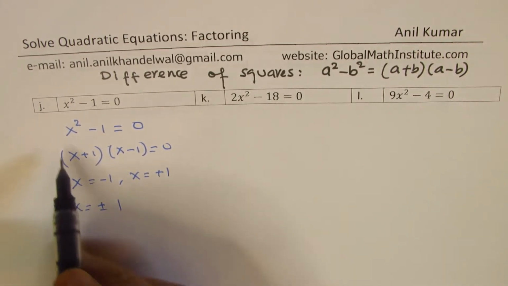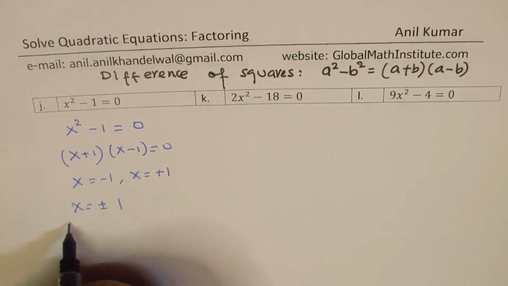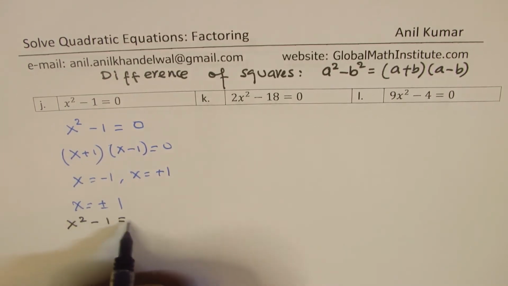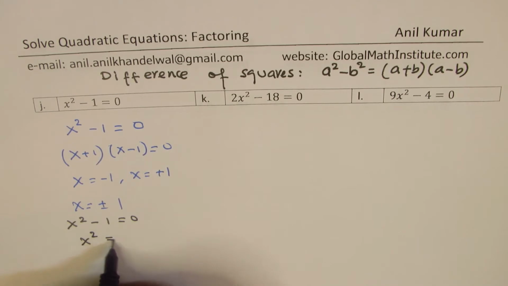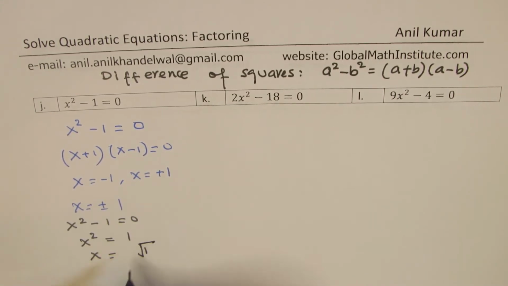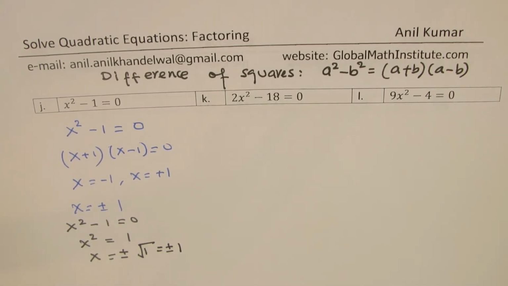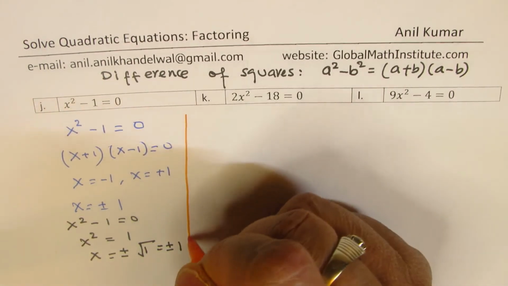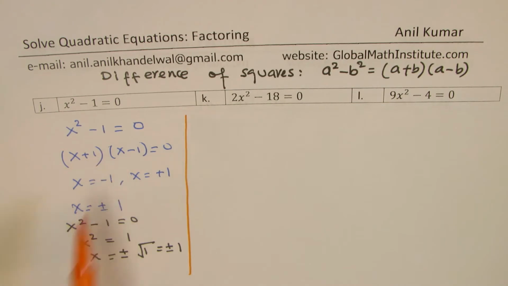Well, some of you can also solve like this. We are given x squared minus 1 equal to 0. We can take 1 to the right side, and so x is square root of 1. Whenever you do square root, you have to write plus and minus, so you get plus minus 1 as your solution. So that's an alternate way of doing the same thing. However, we'll focus more on the factoring technique as that is general purpose.